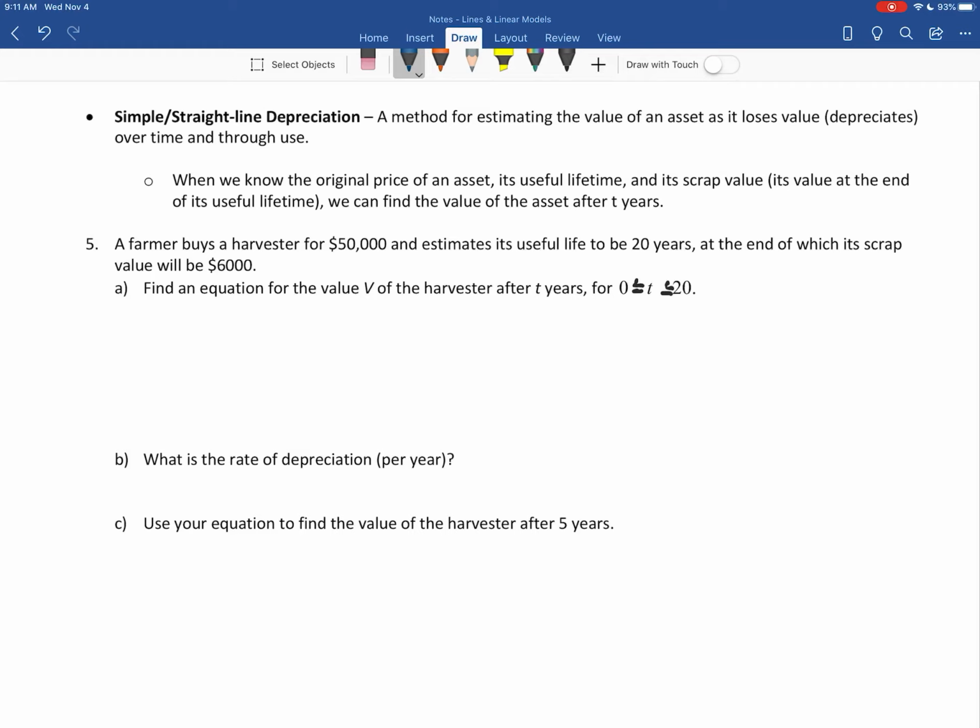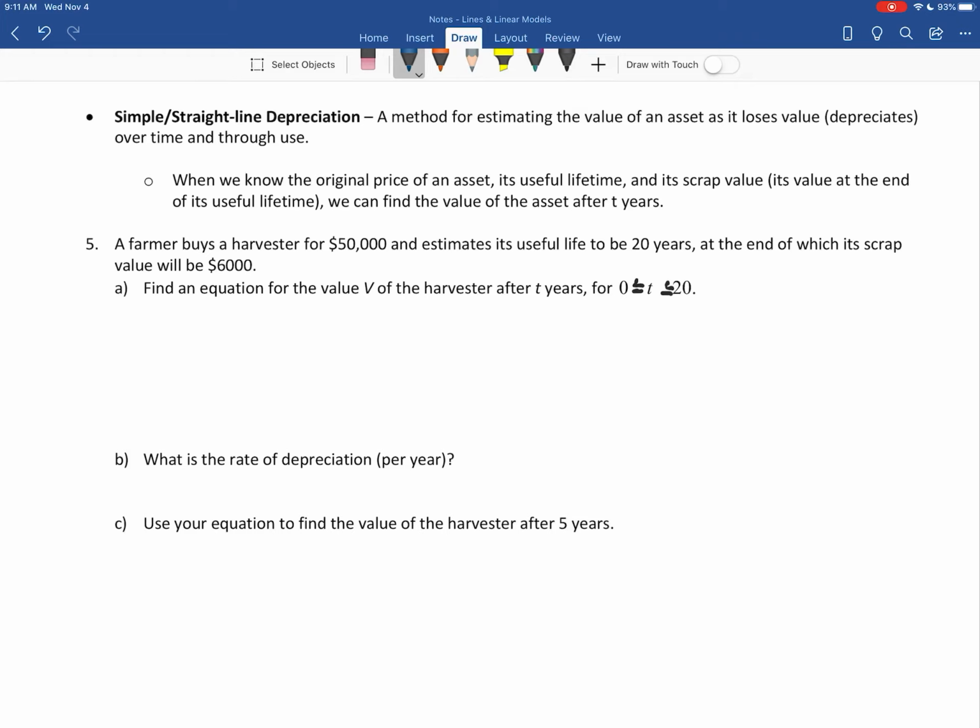Okay, so this example says a farmer buys a harvester for $50,000. So that would be its original price. Its useful lifetime is up to 20 years, at the end of which its scrap value is $6,000. So we want to find the equation for the value V for the harvester after T years.